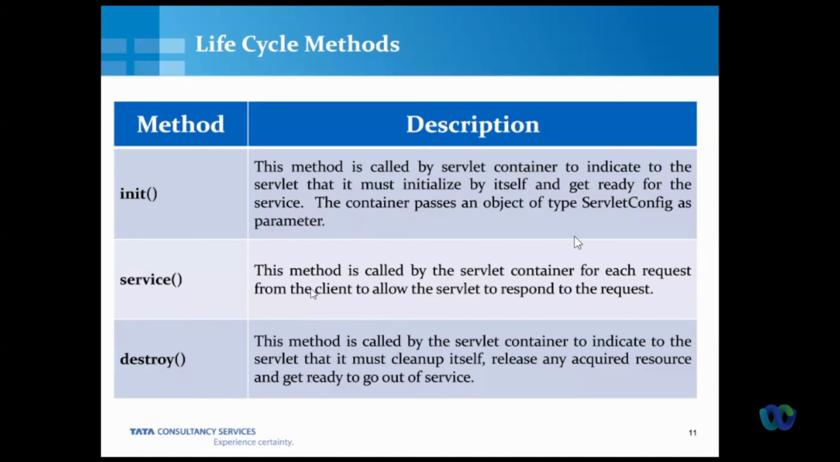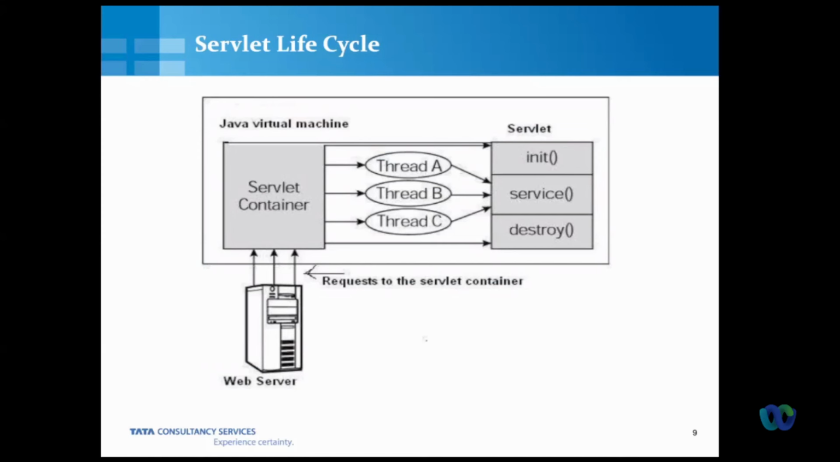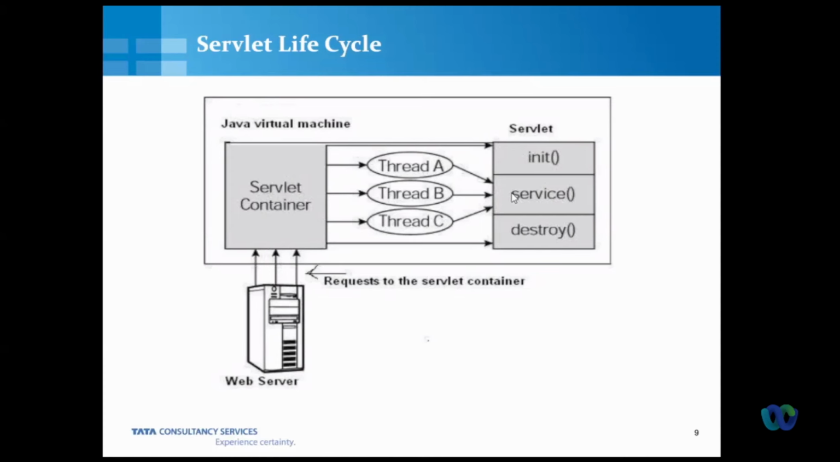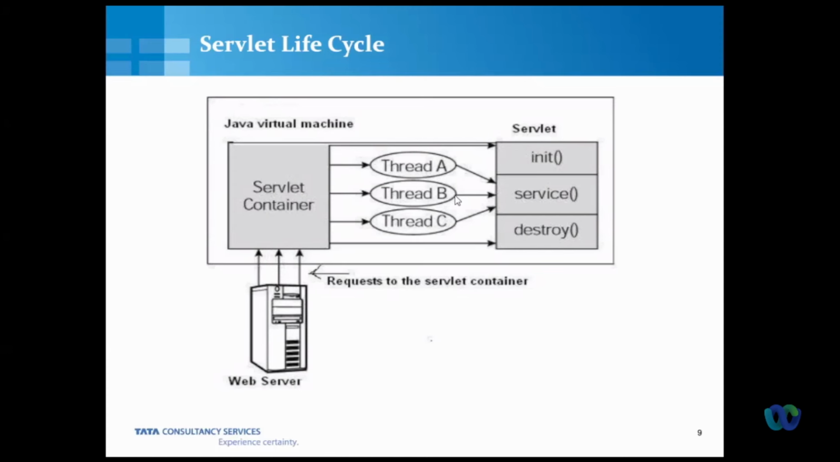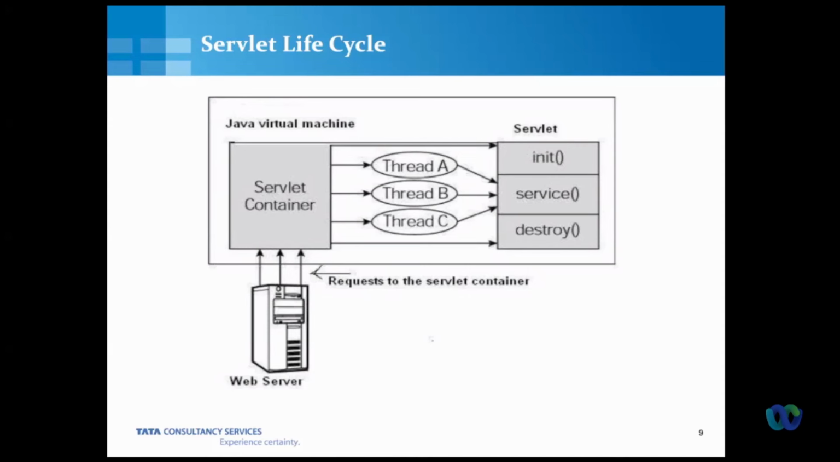Observe this line carefully: from the client, to allow the servlet to respond to the request, right? This method is called by the servlet container for each request from the client to allow the servlet to respond to the request. So how many requests were requested from the web server? 3, right? So for all 3, this service should respond, right? Am I right?